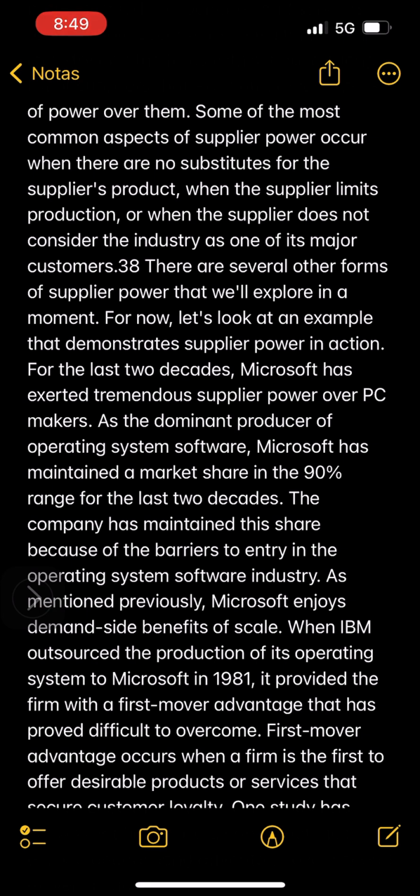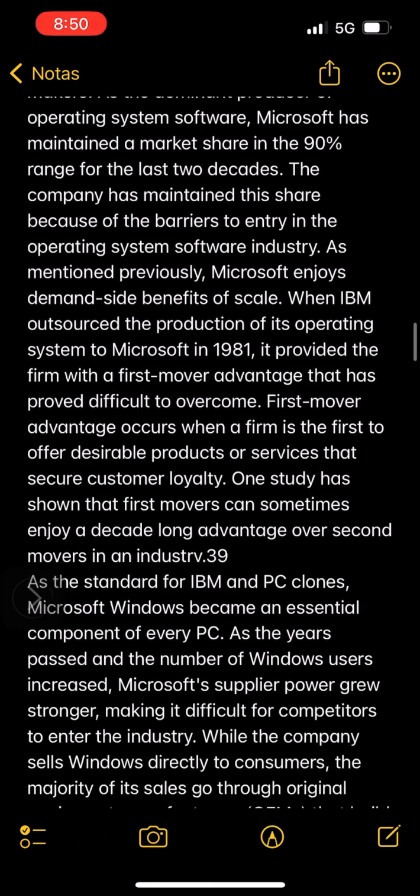For the last 2 decades, Microsoft has exerted tremendous supplier power over PC makers. As the dominant producer of operating system software, Microsoft has maintained a market share in the 90% range for the last 2 decades. The company has maintained this share because of the barriers to entry in the operating system software industry. As mentioned previously, Microsoft enjoys demand-side benefits of scale. When IBM outsourced the production of its operating system to Microsoft in 1981, it provided the firm with a first-mover advantage that has proved difficult to overcome.